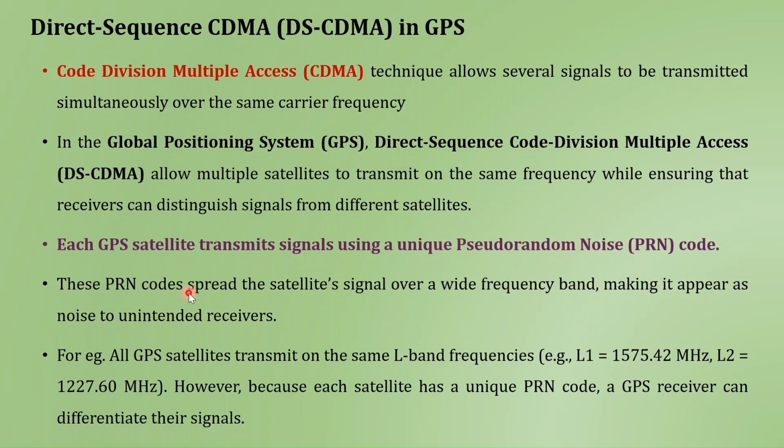These pseudo-random noise codes spread the satellite signal over a wide frequency band, making it appear as noise to an unintended receiver. It means receivers which do not have the same PRN code will not be able to extract the information for this particular satellite, and it will appear as noise to that receiver. For example, all the GPS satellites transmit on the same L-band frequencies, which can be L1, L2 and also L5. And because each satellite has a unique PRN code, a GPS receiver can differentiate their signals.